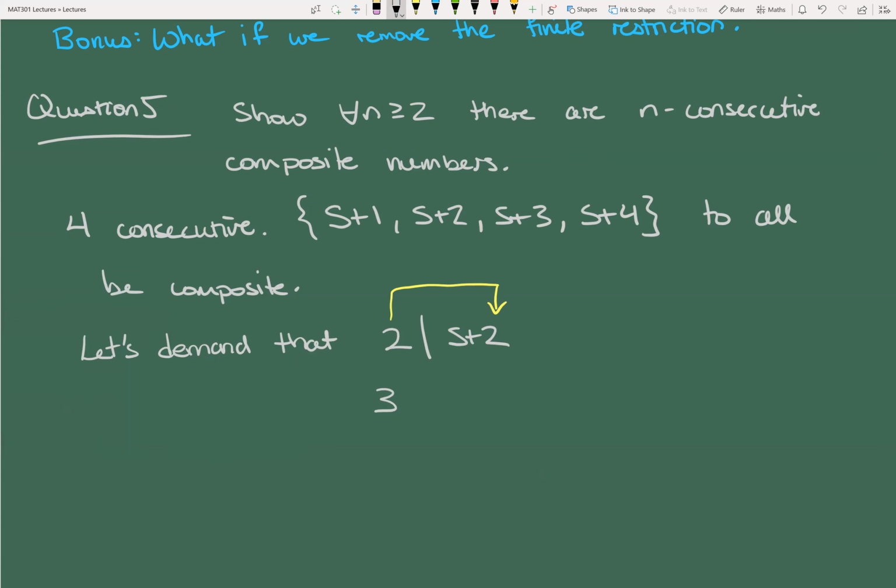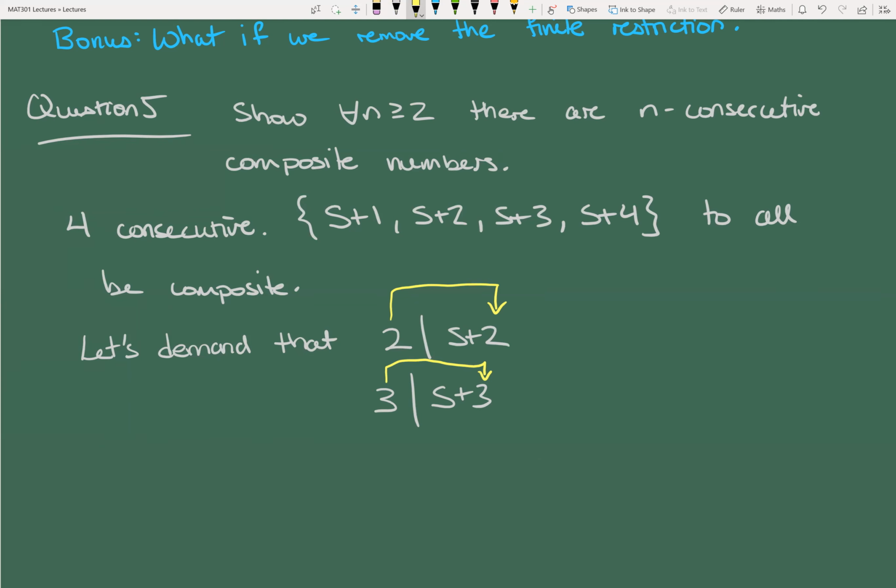Sorry, I'm being dumb. I wanted you guys to get this, but I gave it away because I'm not thinking. I'm also going to demand that 3 divides s plus 3. Does that make sense? Because I can guarantee that the 3 divides that 3. All right, does that make sense?